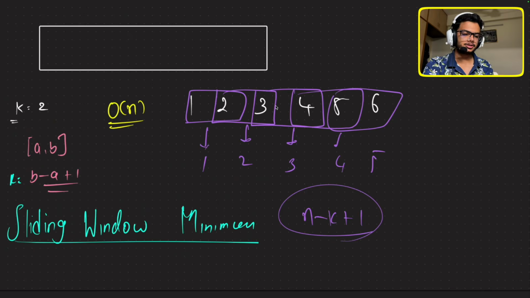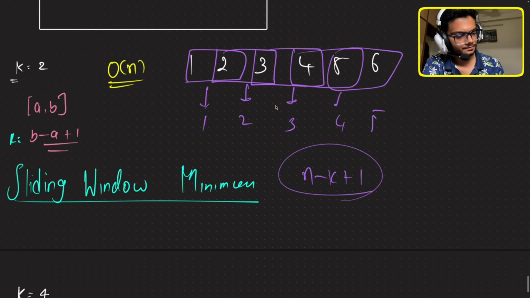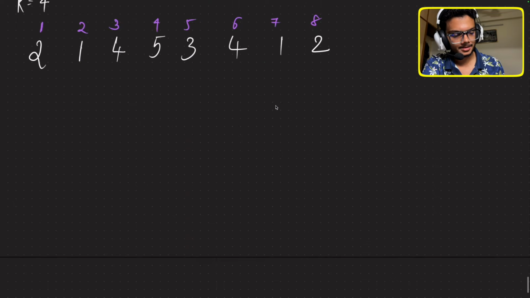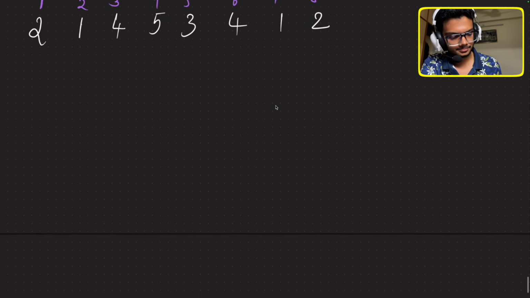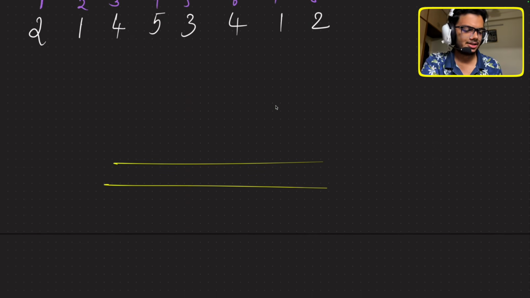And how does it do it? It uses something called a DQ. Okay, so what is a DQ? Let me tell you what a DQ is first. So a DQ is like a normal queue only.